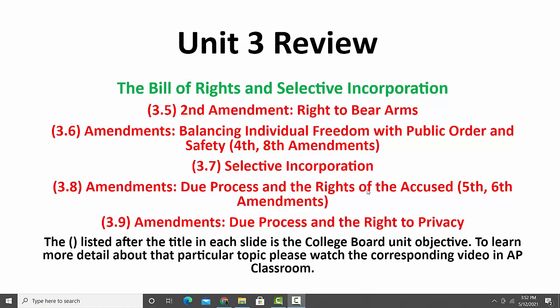3.5 is going to take us through the Second Amendment, the right to bear arms. 3.6 really looks at those amendments that are balancing individual freedom with public order and safety. And so we'll look specifically at the Fourth and the Eighth Amendments there. 3.7, of course, is selective incorporation, which we don't get without the 14th Amendment. 3.8, of course, looks at due process and what we call the rights of the accused, specifically looking at the Fifth and the Sixth Amendments. Finally, 3.9 subtopic looks at due process and the right to privacy.